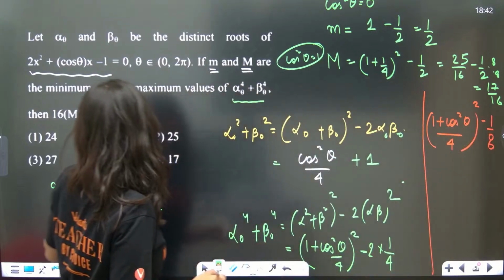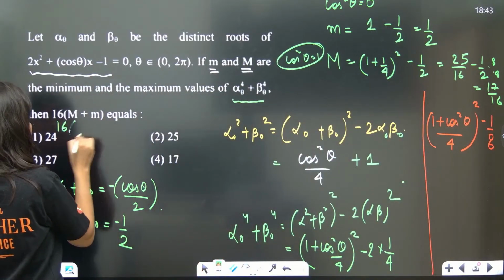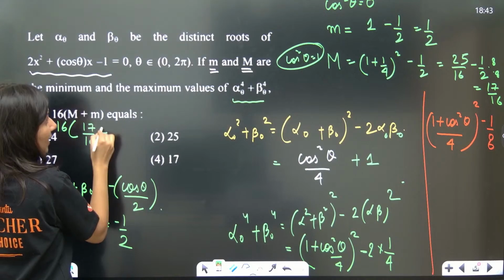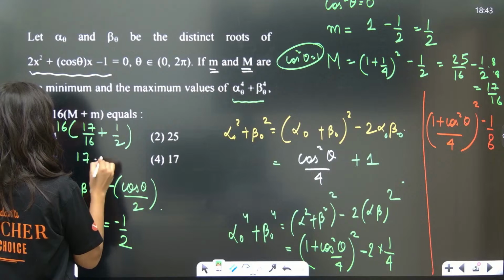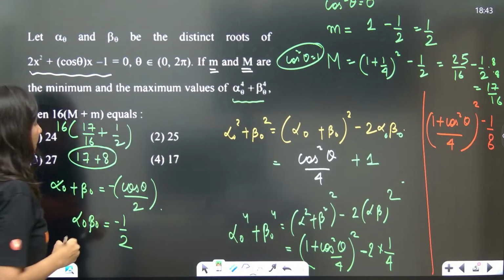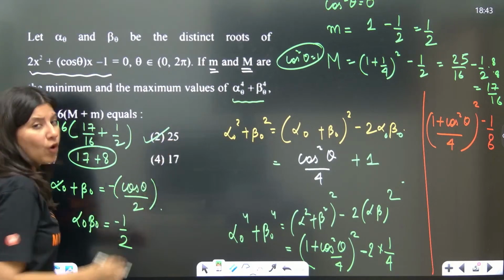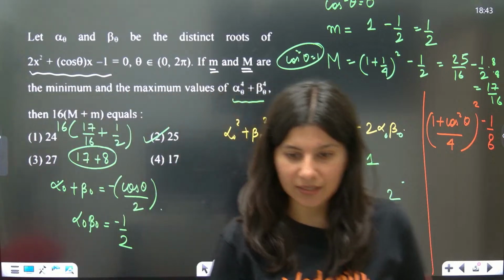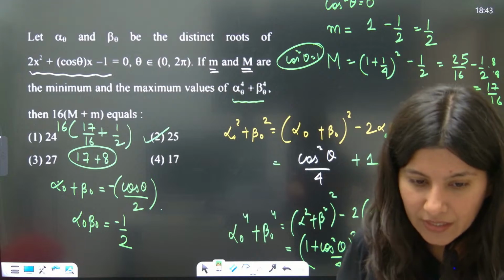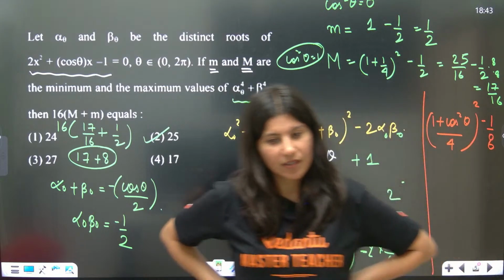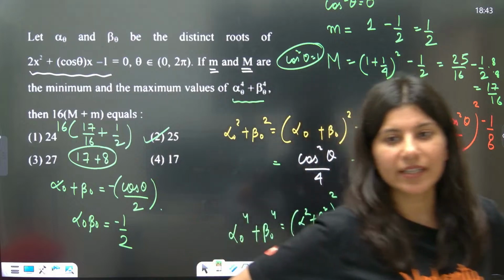Okay. Capital M is 17 by 16 plus half. Now you multiply. So 17 plus 8 will be the correct answer. So 25, option B is absolutely correct. Okay. Clear? Everybody in the chat box? Yes, Harish, absolutely correct.